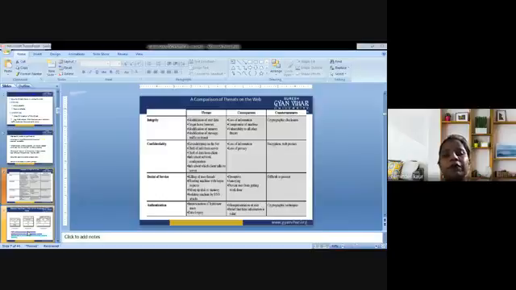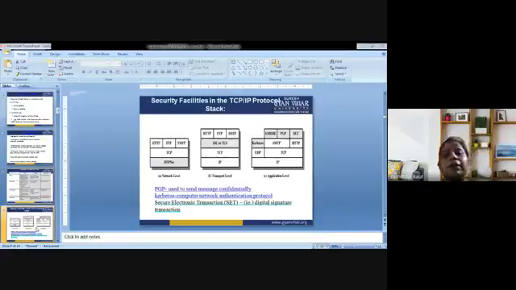Third is denial of service. We have discussed various threats associated with the same, in addition to consequences and countermeasures. Last is authentication, in which we have discussed various threats, consequences and countermeasures related to the same. We have discussed security facilities in the TCP/IP protocol stack. You can have a look at what has been discussed at the network level, transport level, and application level. All these protocols have been discussed one by one in detail.